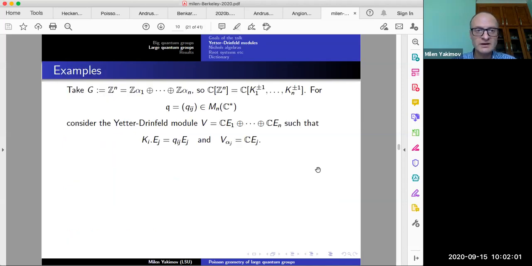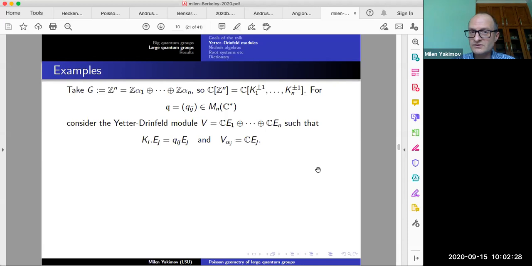So here is an example. Take G to be the free abelian group on n generators, alpha 1 through alpha n. The group algebra of the free abelian group is just the algebra of Laurent polynomials. And now we fix a square matrix. This is going to be the data that parameterizes our algebra. It's a square matrix whose entries are non-zero complex numbers.